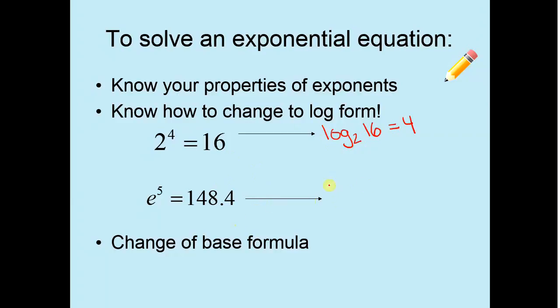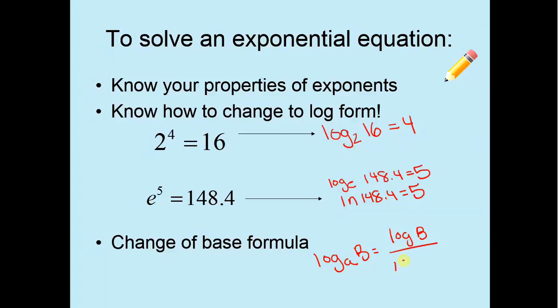e to the 5th, we know that as log base e of 148.4 equals 5. So that's ln of 148.4 equals 5. Keeping in mind how e changes to ln. And then the change of base formula, which was log base a of b equals log of b over log of a. Remember that we can do it that way.